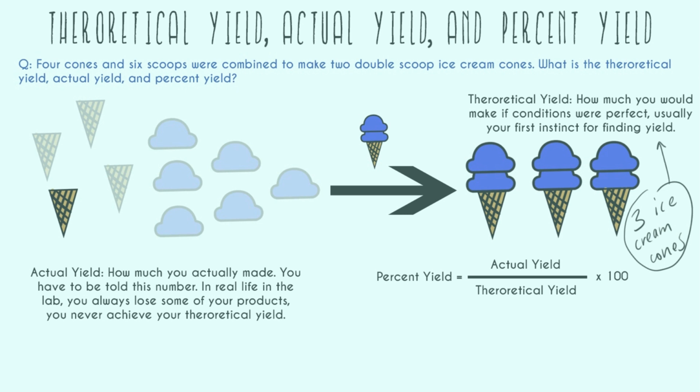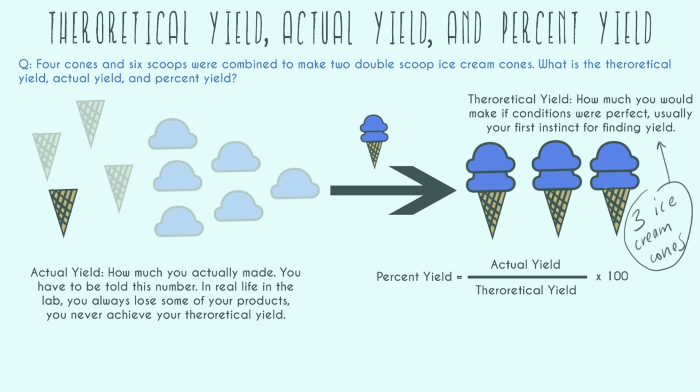All right, so now let's pivot to actual yield. That's how much you actually made, right? All these things kind of sound like what they mean, so that's helpful. So you have to be told this number. There's no way you could guess the actual yield. And so a lot of students are confused about why we ever even learn actual yield. It seems random to them.